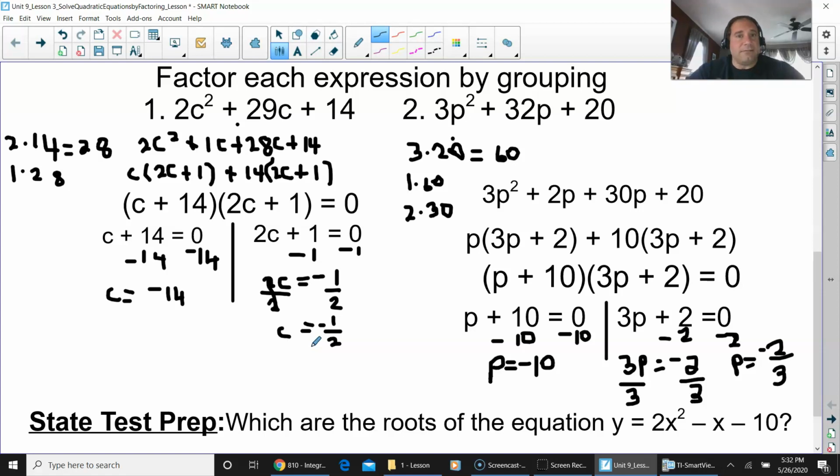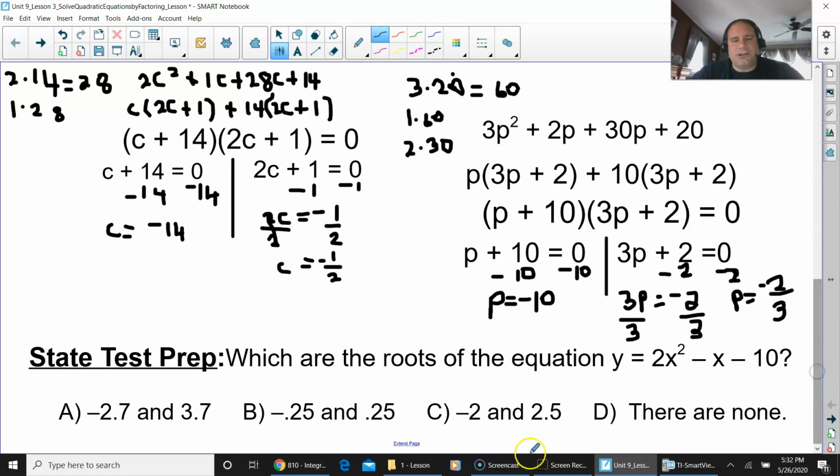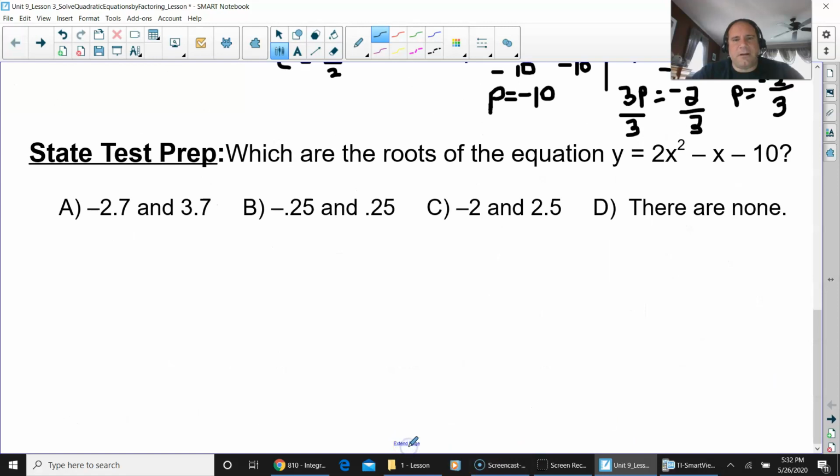Okay. So, which are the roots for the equation y equals 2x squared minus x minus 10? Go ahead, use your calculator, because I would. If this was the question, I wouldn't use grouping. I wouldn't use anything else. It's set up where you could just put it into the calculator. So go ahead, try it, press pause, and get your answer now.